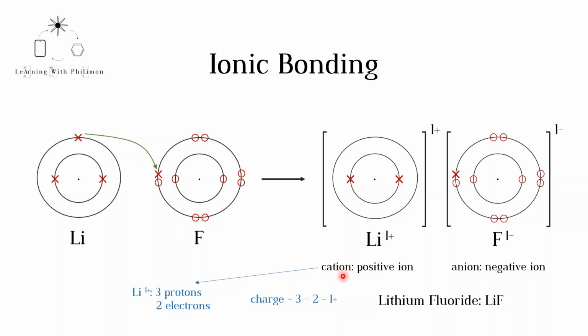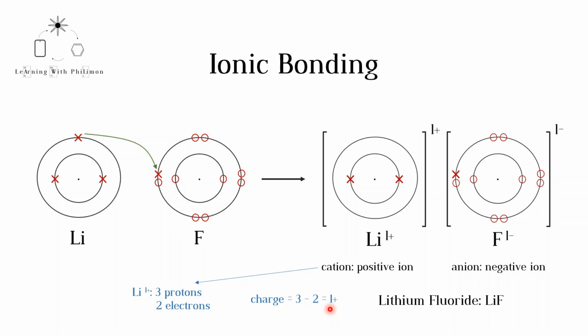To determine the charge of an ion, you can subtract the number of electrons from the number of protons. The lithium ion has 3 protons, positive particles, and 2 electrons. So the charge is 3 minus 2, 1+. Notice that when saying the charge of an ion, you must first say the number, 1, and then the sign, plus.